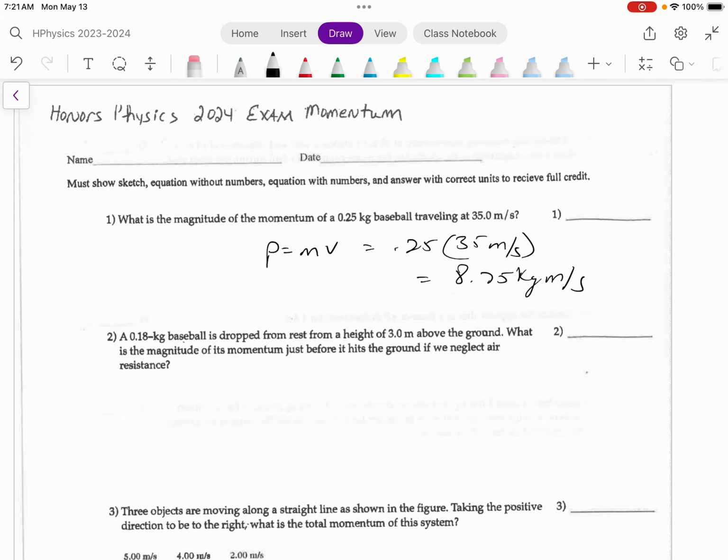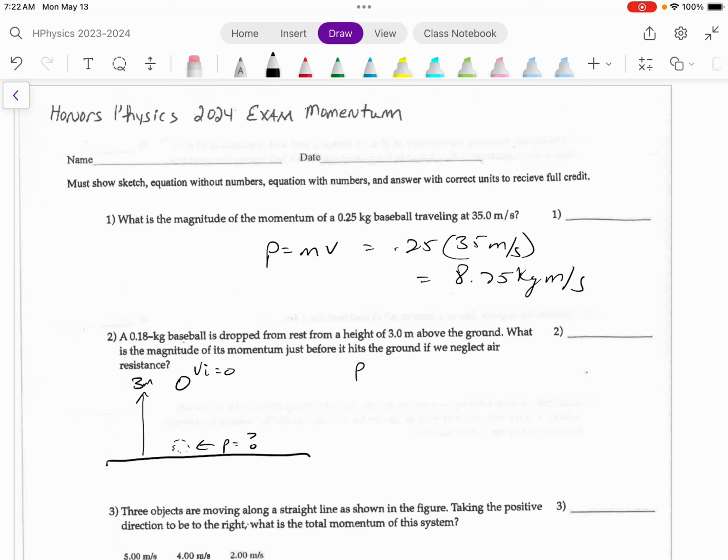We have a baseball. It's dropped from rest. It's 3 feet above the ground. So here I am, 3 meters. And here's the ball. The velocity initial is 0, and we're going to hit the ground. We want to know what is the magnitude of the momentum right before it hits the ground. In other words, momentum equals question mark right before it hits the ground.